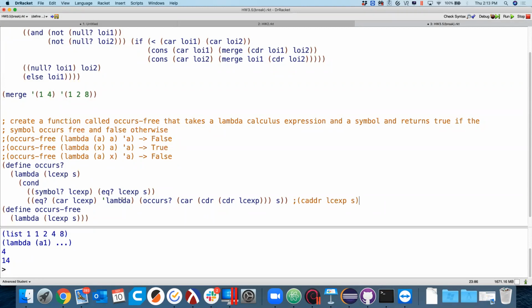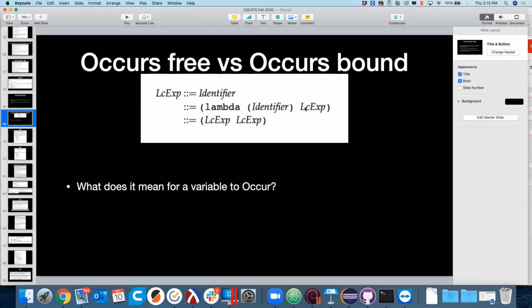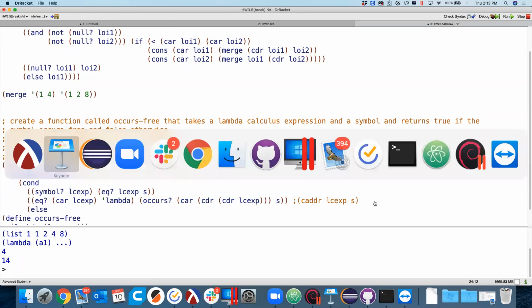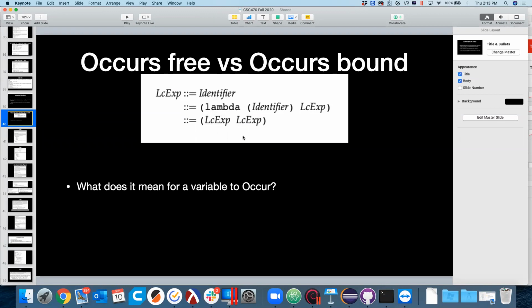All right, so if I'm looking at a lambda, then I want to find out whether the symbol I'm looking for occurs in the lambda calculus expression portion of that lambda. That is in this part right here. Okay. Else, I must be looking at one of these. So if I'm looking at one of these, when would I return true? If S occurs where?